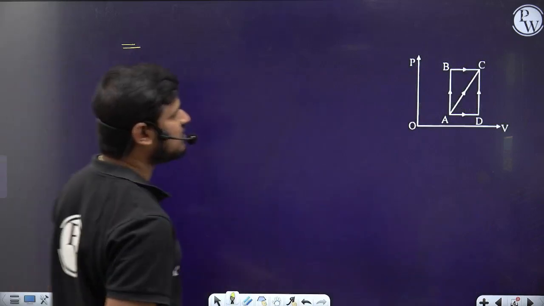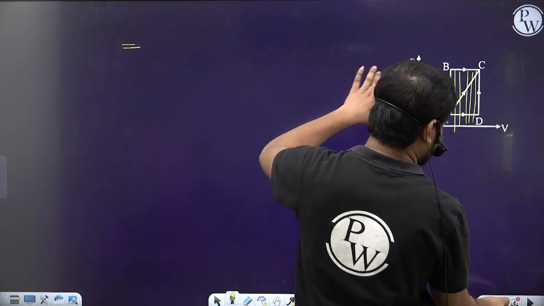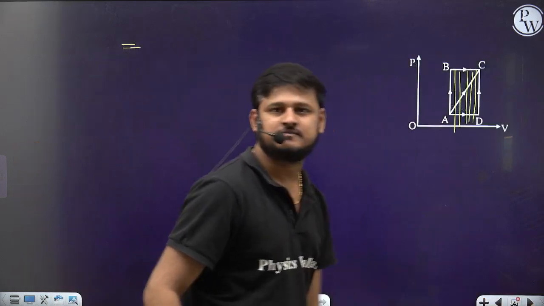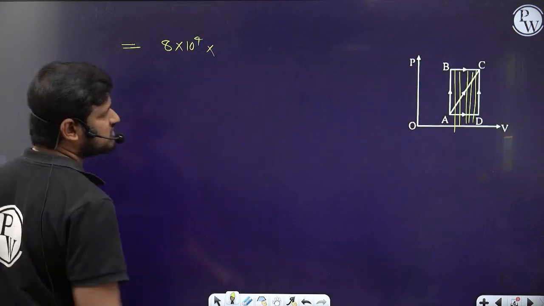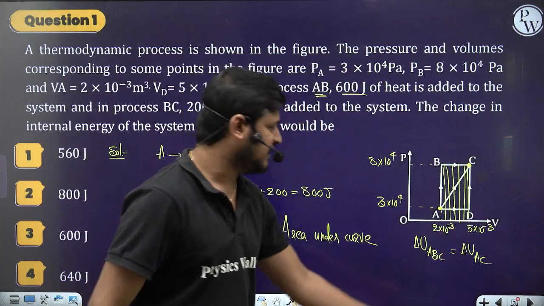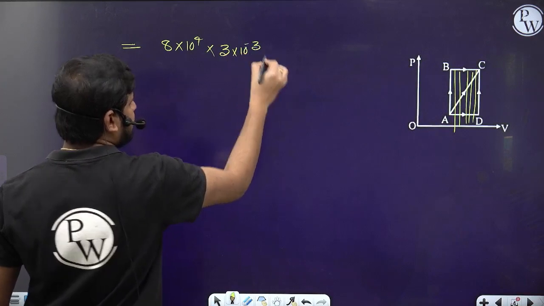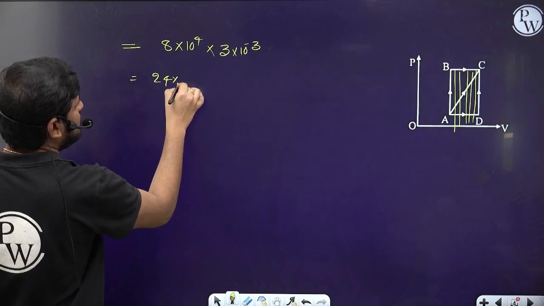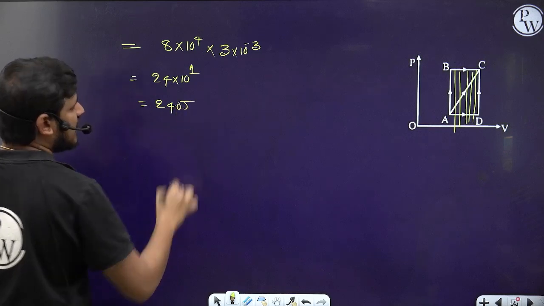So what is the area? The total length and the total width. This total length is how much, from here to here? The total length is 8 into 10 to the power 4, guys. Yes or no? And what's the breadth? This much, AD. So what is AD here? 5 minus 2, which is 3 into 10 to the power minus 3. Done. So now easy. 8 into 3, 24 into 10 to the power 1, which is nothing but 240 joules of work under ABC.